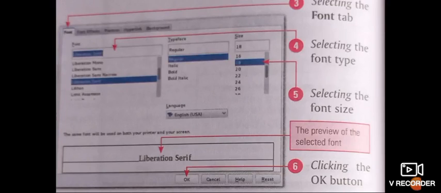Dear students of class 9th, today we are going to proceed with chapter 7, Microsoft Word, and the topic that we are going to discuss today is formatting the document. A document in Word can be created in a number of formats.